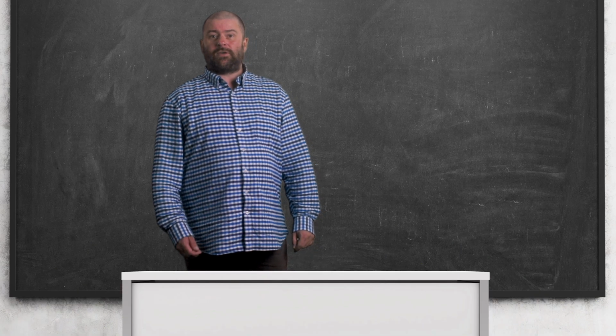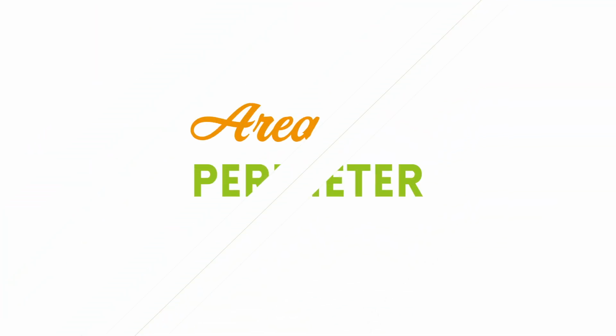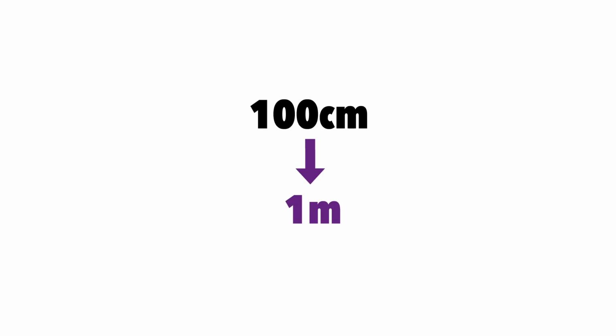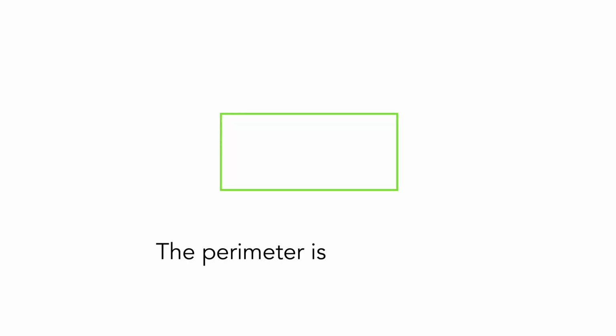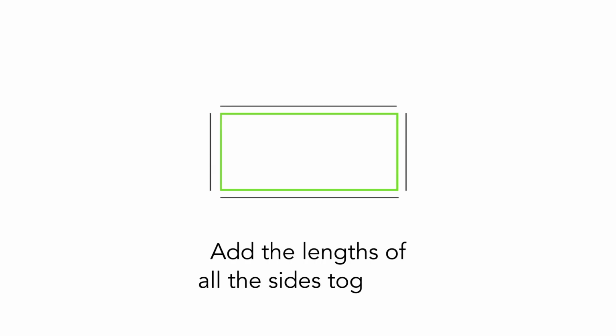The first skill you need is how to recognise the difference between area and perimeter. You might also have to convert units, such as from centimetres to metres. So what is perimeter? Perimeter is the distance around the outside of a shape. To find the perimeter of a shape, add the lengths of all the sides together.